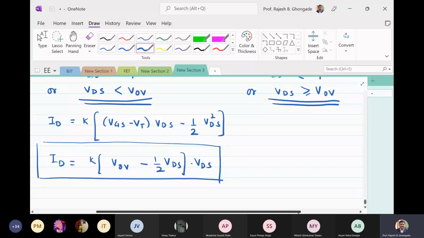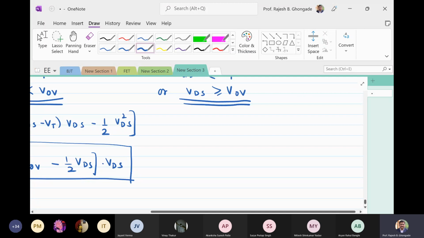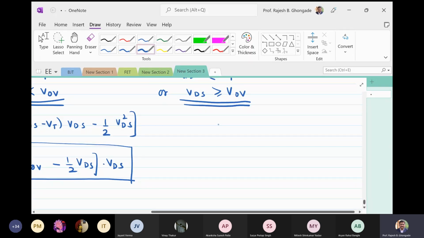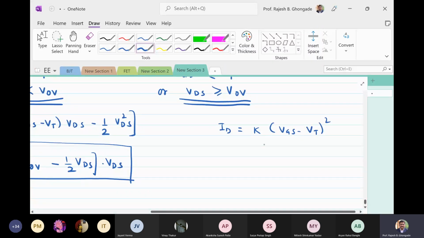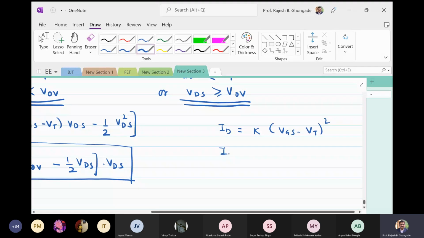Now let us see what kind of equation we have for drain current in the saturation region. So in saturation region, you have ID as K into VGS minus VT bracket square, or you have ID as K into VOV square.